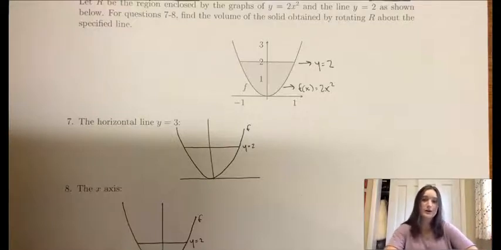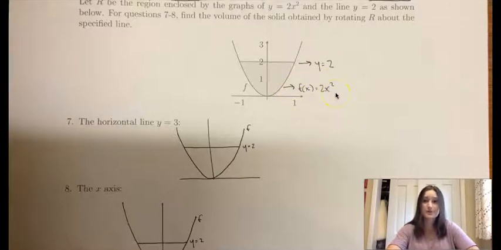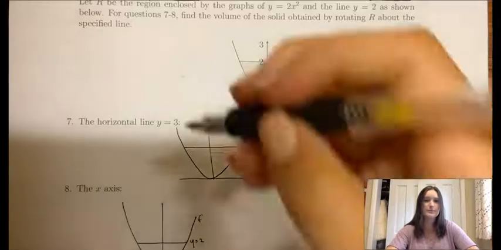On this one, we've got a region enclosed by the functions y equals 2 up here and f of x equals 2x squared right here. So again, all our questions are the same. We're rotating r about a specified line and finding the volume of that solid. So let's just get started with number 7.